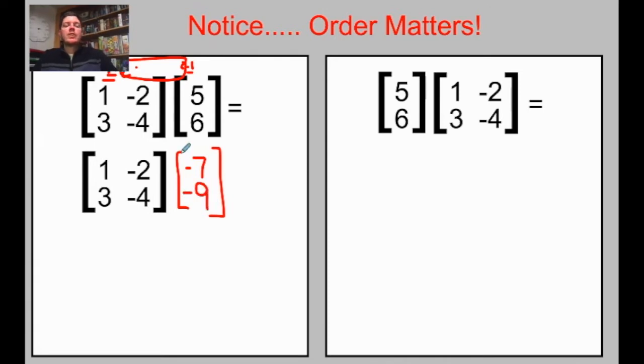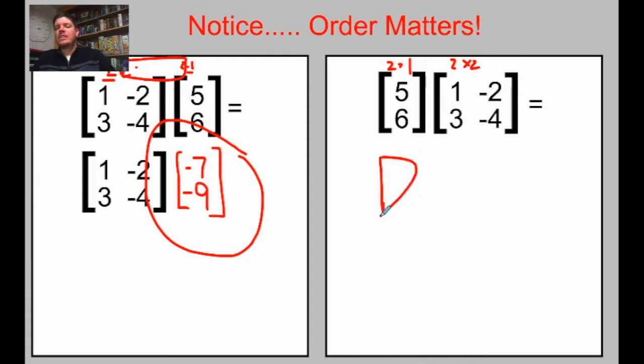So when these are written in this order, you can multiply them. This is the answer you get. But when we come over here, a 2 by 1 and a 2 by 2 isn't even possible. So this answer does not exist. The reason I say this is it's going to come up in the lesson. I'll point out when we get there.